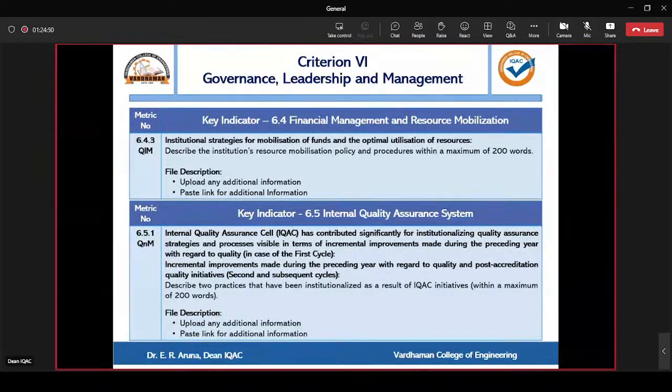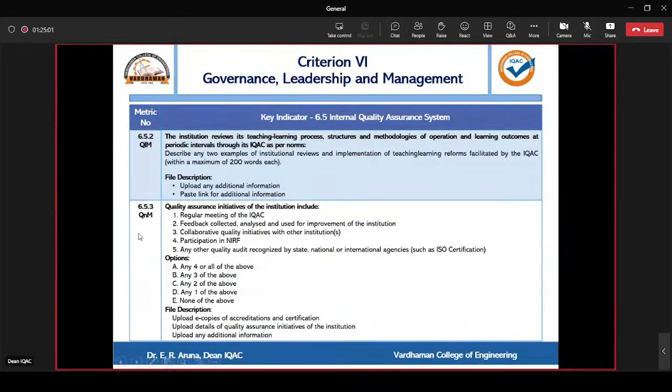Here we can describe 6.5.1, and we can upload the IQAC constitution as well as the significant contributions of IQAC. Now I'll move on to the next metric, which is 6.5.2, which is QLM. The institution reviews its teaching learning process, structures, and methodologies of operation and learning outcomes at periodic levels through IQAC as per the norms. The institution grows and improves over time by monitoring the effectiveness of its teaching learning practices and methodologies. The process is continuously monitored by IQAC.